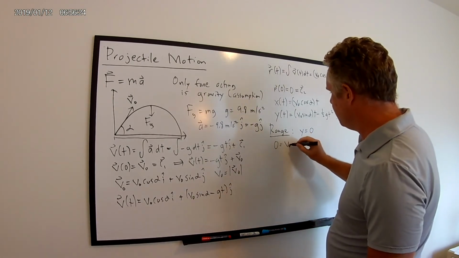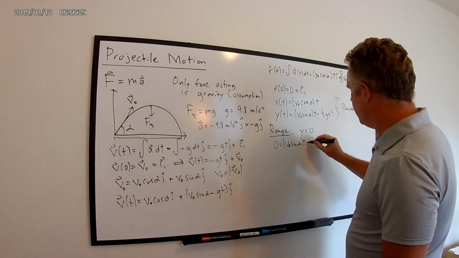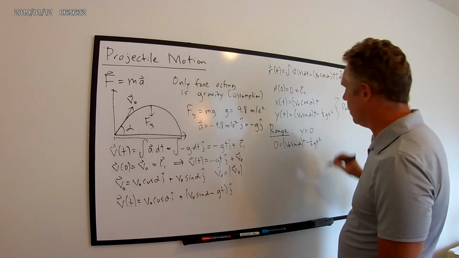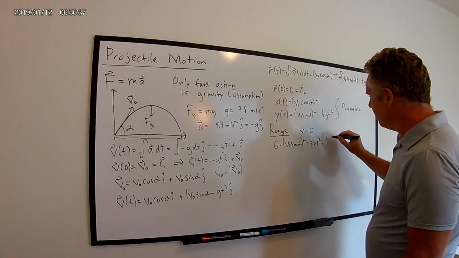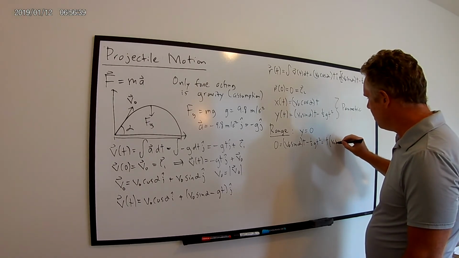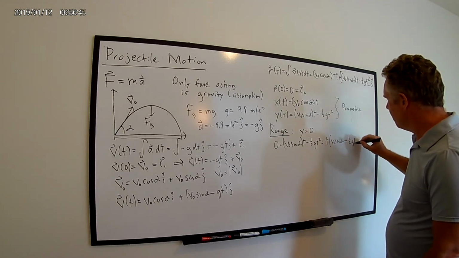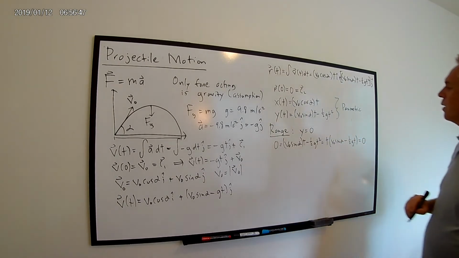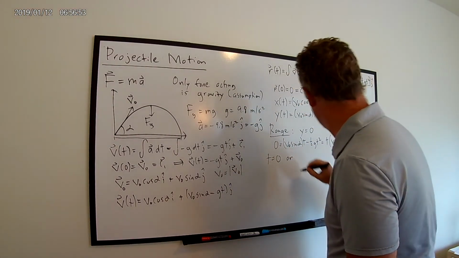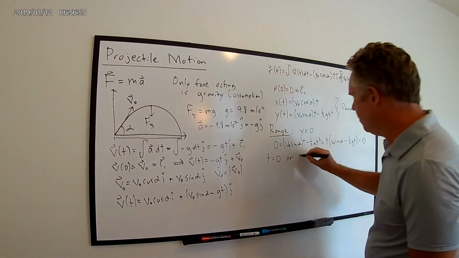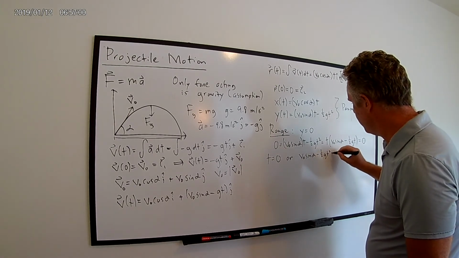So 0 equals v0 sine of alpha t minus 1/2 gt squared. What we can do is factor out a t here. So this leaves us with t times v0 sine of alpha minus 1/2 gt, and all this equals 0. So either t equals 0, or this whole thing equals 0: v0 sine of alpha minus 1/2 gt equals 0.